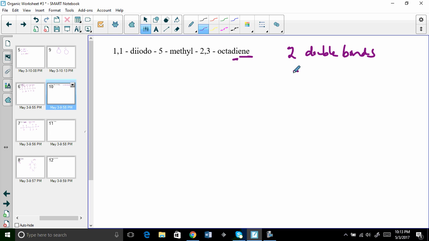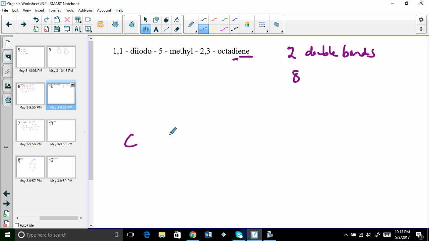Octa means 8. Notice they put an A here because "octdiene" doesn't flow off the tongue like octadiene. So if you have a di or a tri, you put an A in front of it. 2, 3 means diene, 2 double bonds. This is the position.